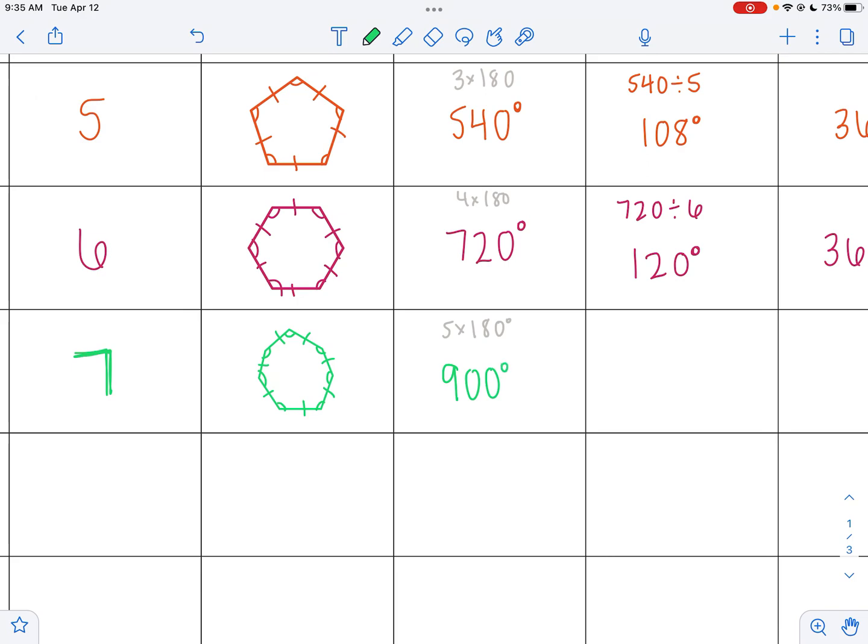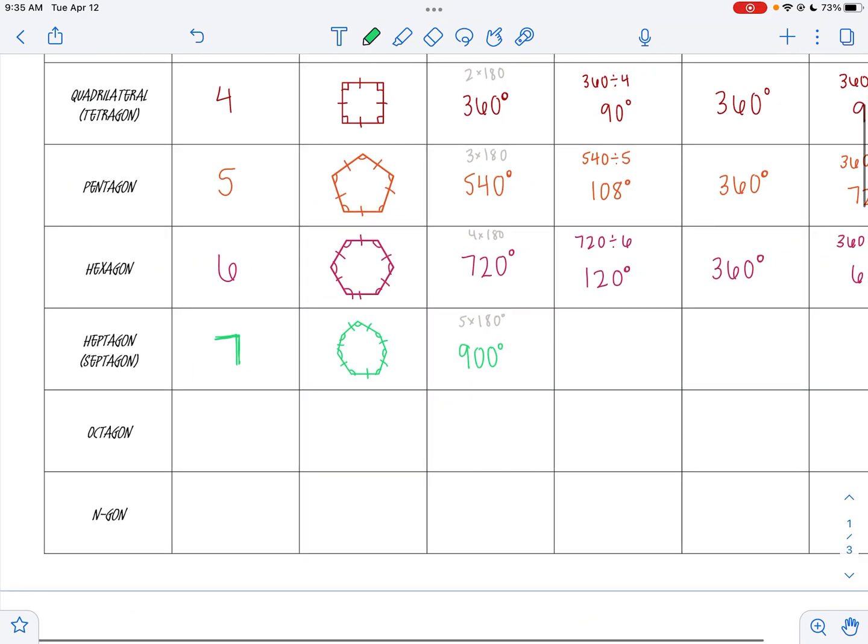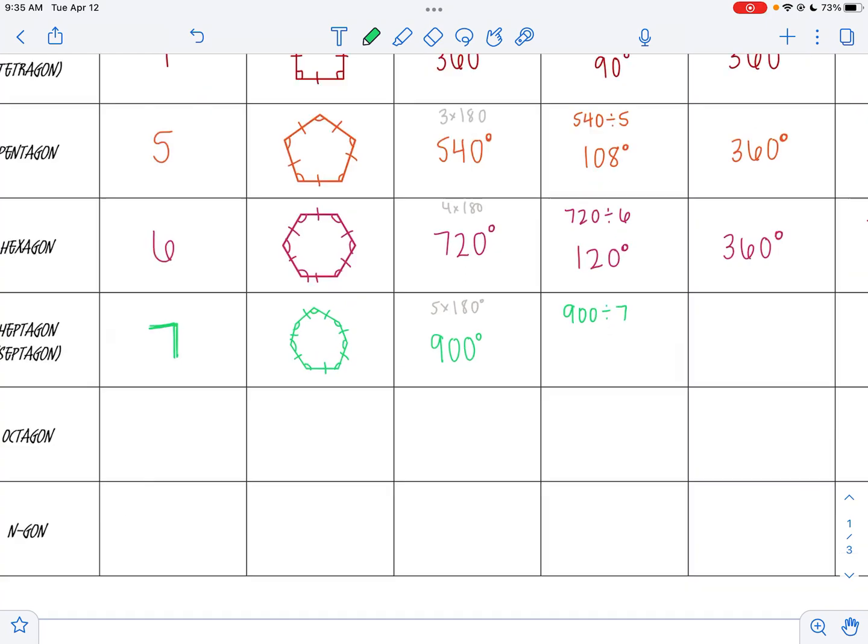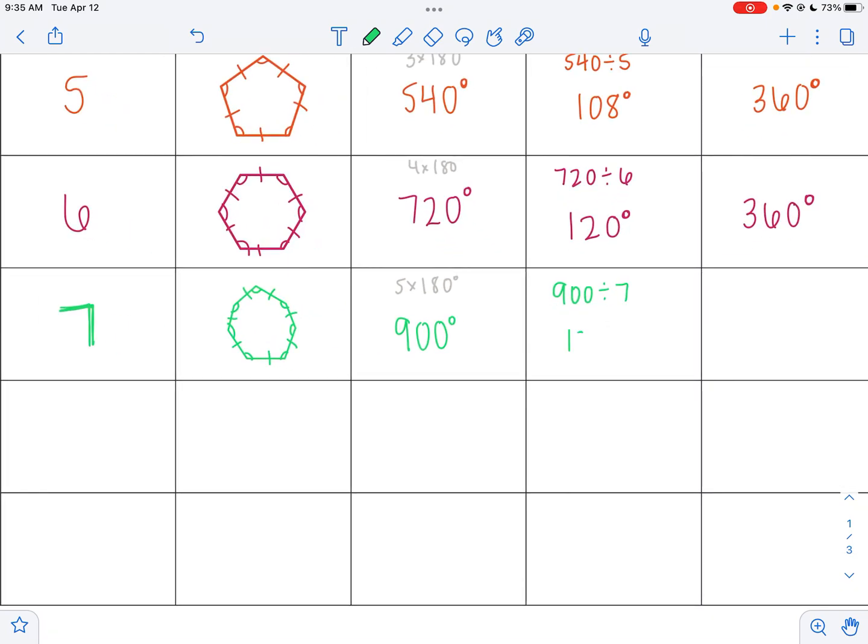A lot of this is just number crunching. So it's increasing by 180 every single time. If I just want to find one of these interior angles, I'm going to take the sum, 900, and divide it by how many angles there are, which is 7. Sometimes you're going to get a decimal on this one specifically. That's okay. So 900 divided by 7 would be 128.5. So we're going to say 128.6 degrees.